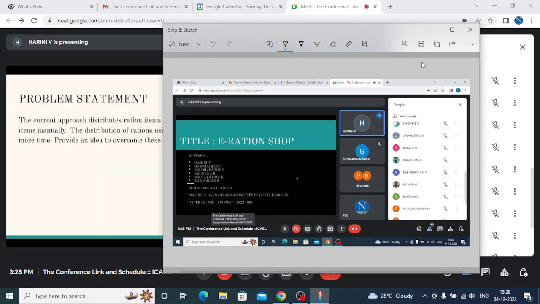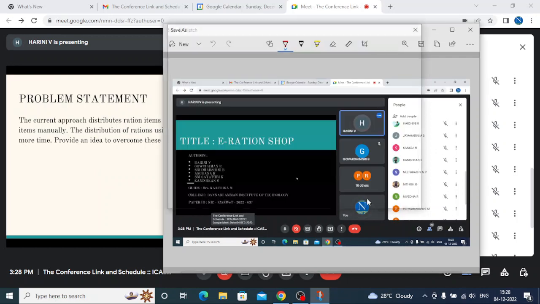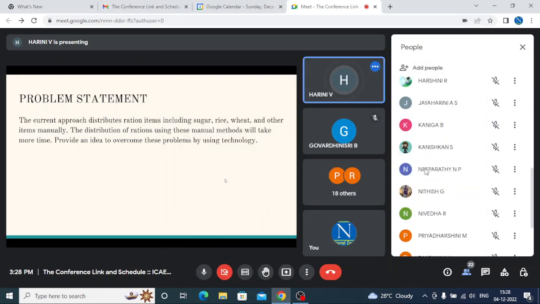Most of us would have been to ration shops. The first and foremost thought which strikes us is that we need to wait there a lot of time just to avail our commodities, and even if we wait, we don't get all those things in a manner free of corruption. So to avoid all those things, with the help of technology, we have come up with an idea. So we'll look into it.